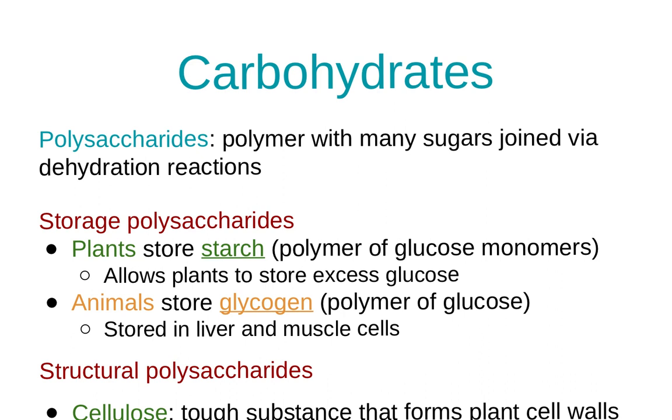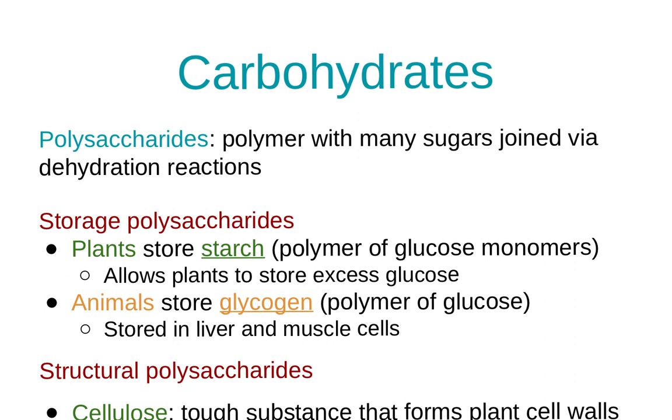Polysaccharide is a general term that refers to any polymer with lots of sugars joined together, and they're joined based on those dehydration reactions that we've talked about. When we're talking about storing these large polysaccharides, plants store them as starch, and animals store them as glycogen. Starch is a polymer of glucose, and glycogen is also a polymer of glucose. But starch allows plants to store all of their excess glucose, their excess product from photosynthesis, while glycogen is often stored in the liver and muscle cells.